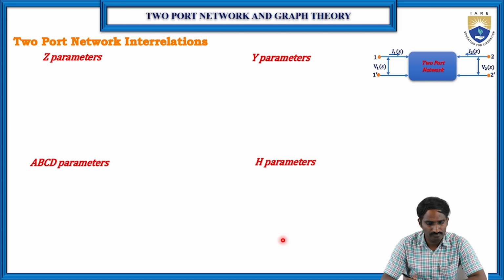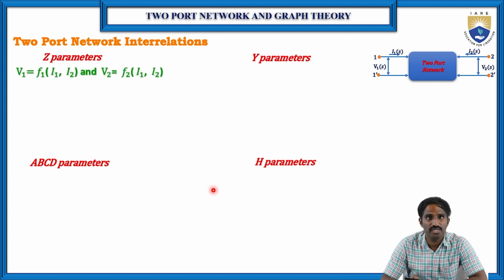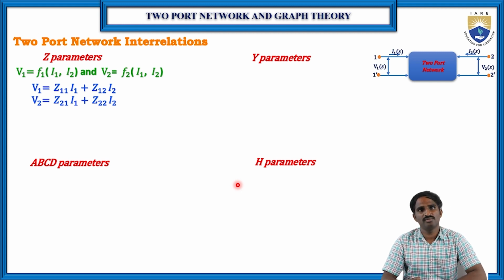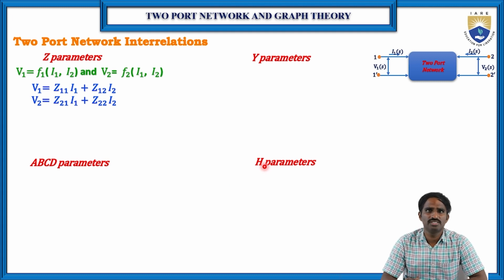Now let us summarize the Z parameters and Y parameters. As we know, the Z parameters are the voltage equations as functions of the currents, which means the currents are independent variables and the voltages are dependent variables. From that we can write the equations of the input voltage and output voltage: V1 is equal to Z11 I1 plus Z12 I2, and similarly V2 is equal to Z21 I1 plus Z22 I2.